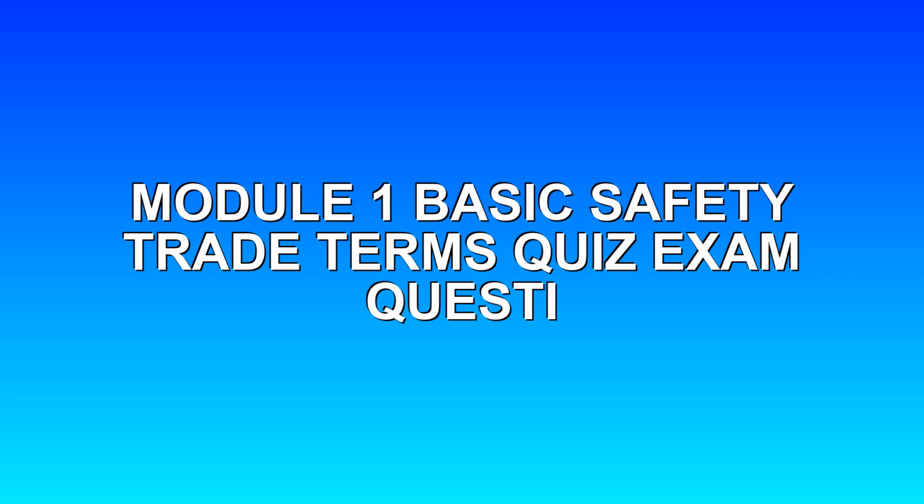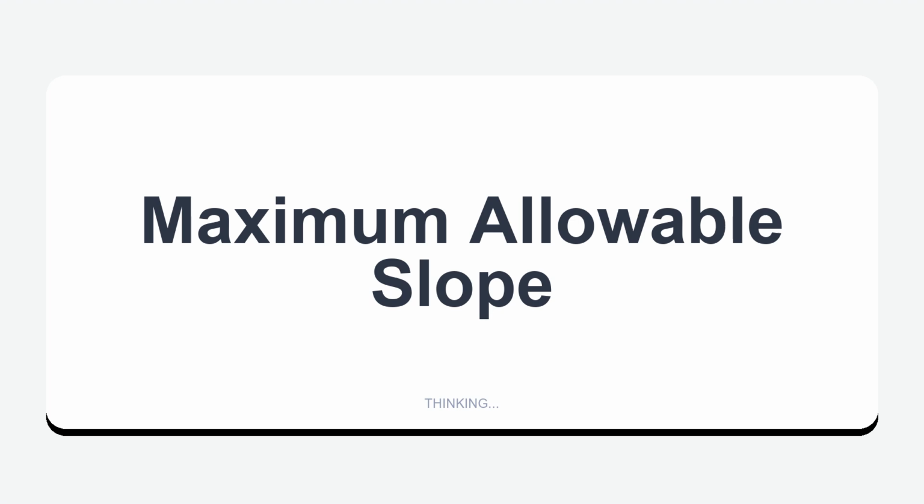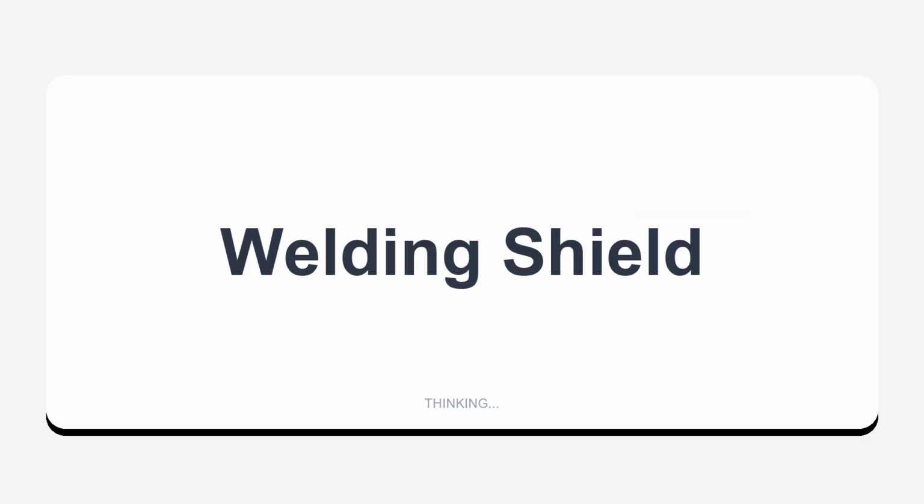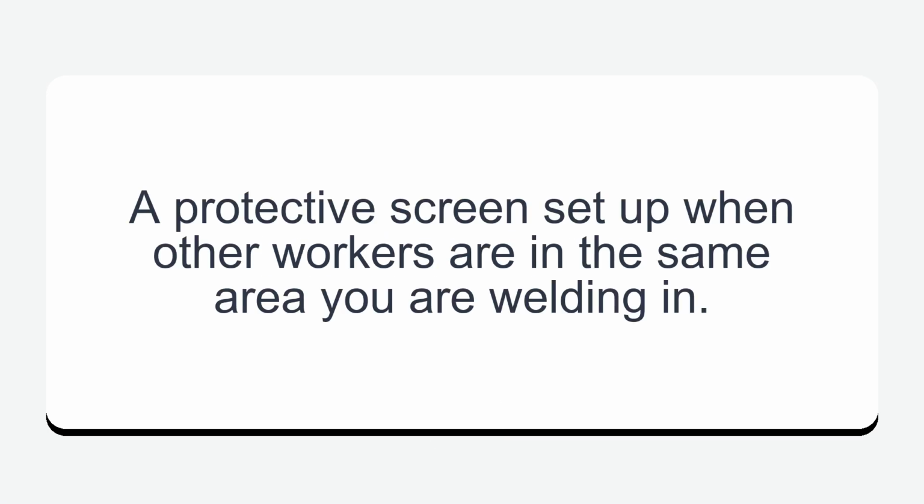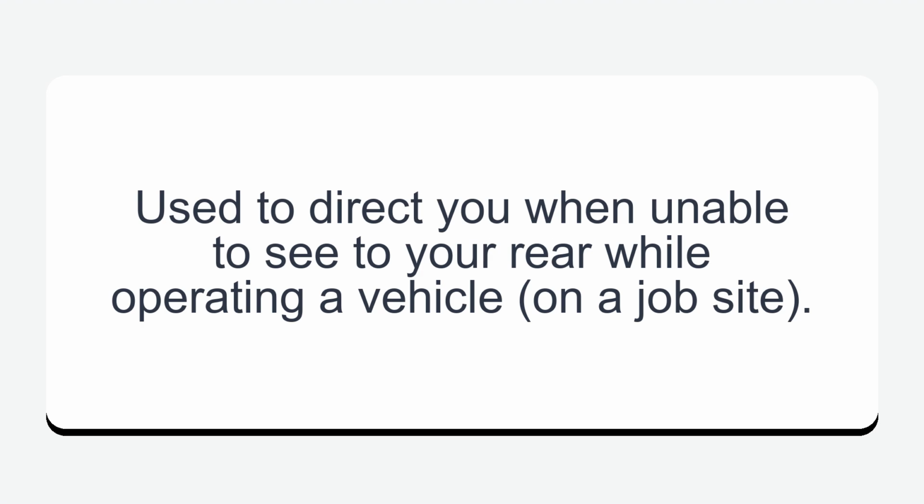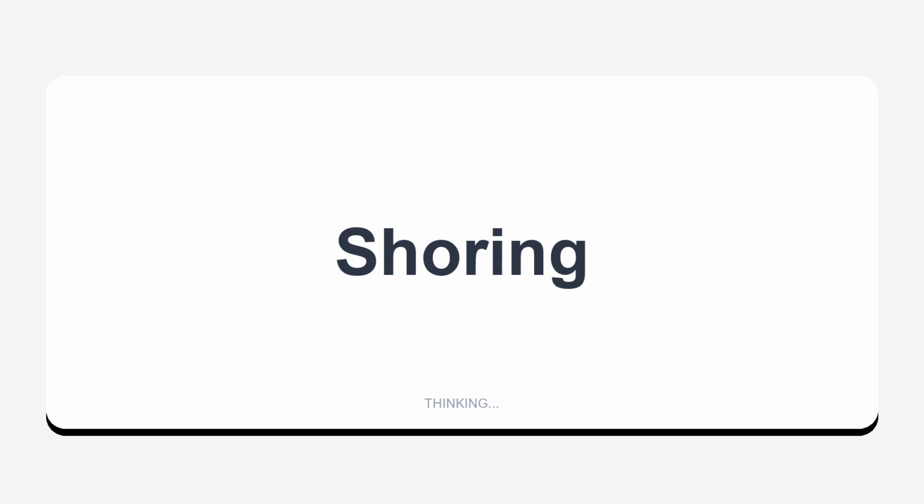Module 1 Basic Safety Trade Terms Quiz Exam Questions. Maximum Allowable Slope: to prevent a cave-in, follow OSHA regulations for the maximum allowable slope when setting up a trench. Welding shield: a protective screen set up when other workers are in the same area you are welding in. Signaler: used to direct you when you are unable to see to your rear while operating a vehicle on a job site.